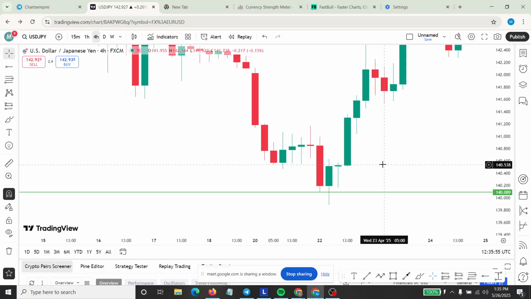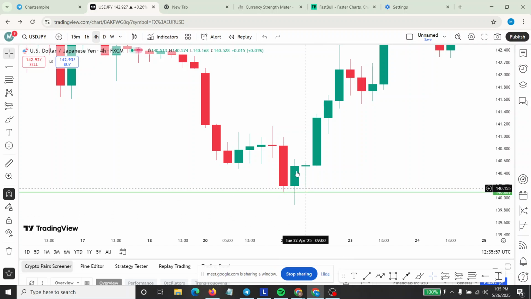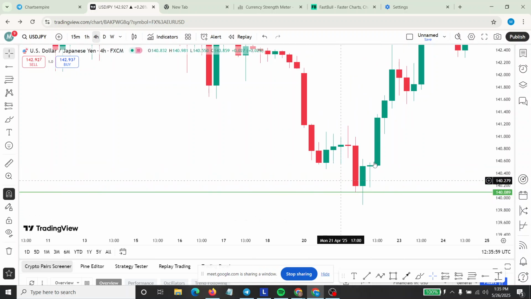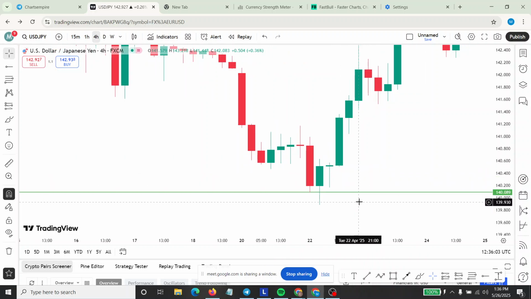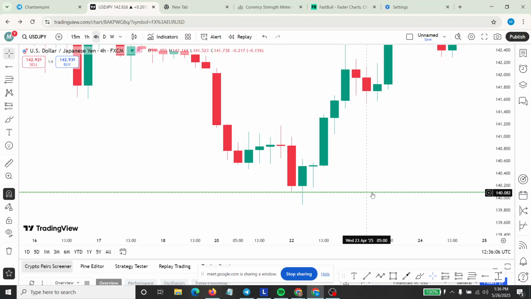I'm not seeing your mouse. Yeah, this zone. Yeah. What candlestick can we see? That's a piercing line candle. Thank you very much, Mr. Moses. That's a piercing line.